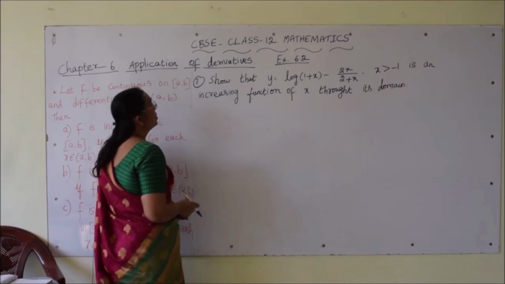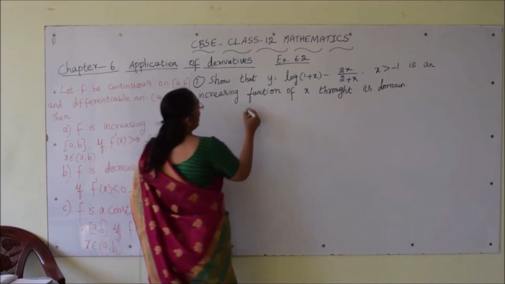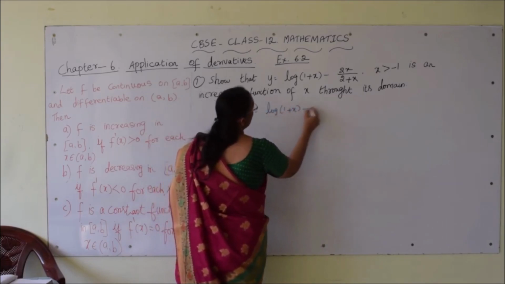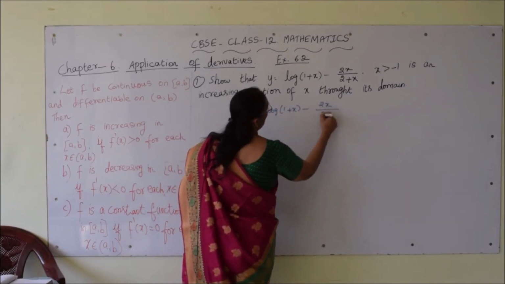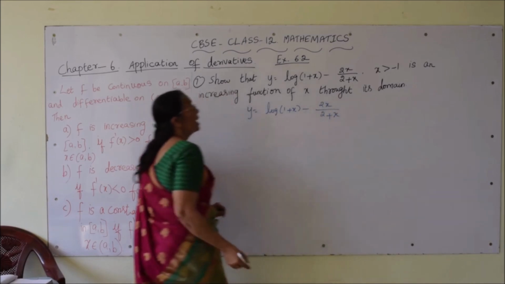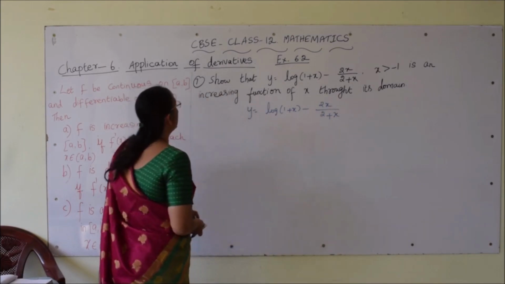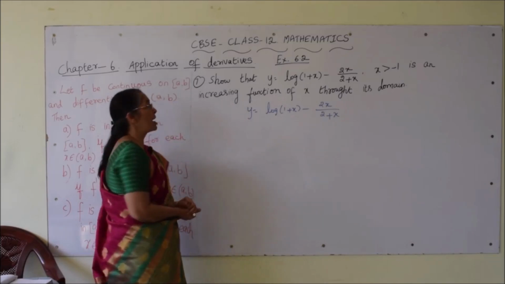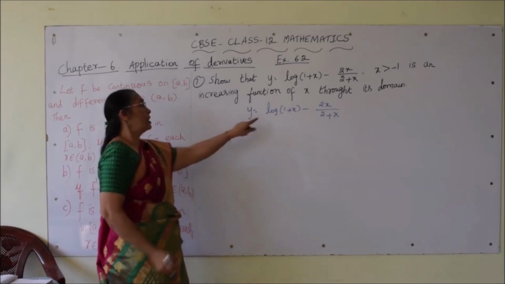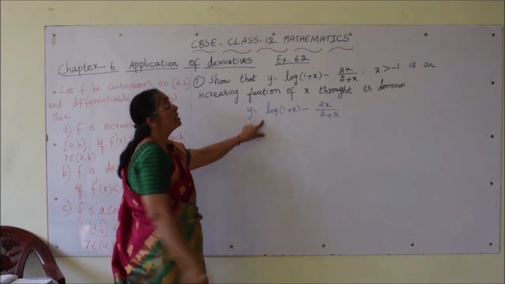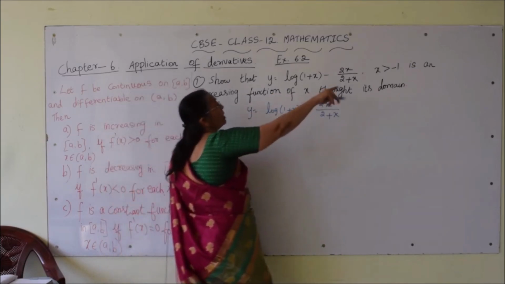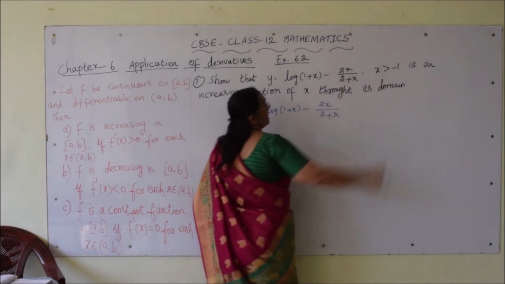Problem number 7, show that y is equal to log of 1 plus x minus 2x divided by 2 plus x, where x is greater than minus 1, is an increasing function of x throughout its domain. We have to prove that this function is always increasing in its domain. The domain of the given function is nothing but x is greater than minus 1.